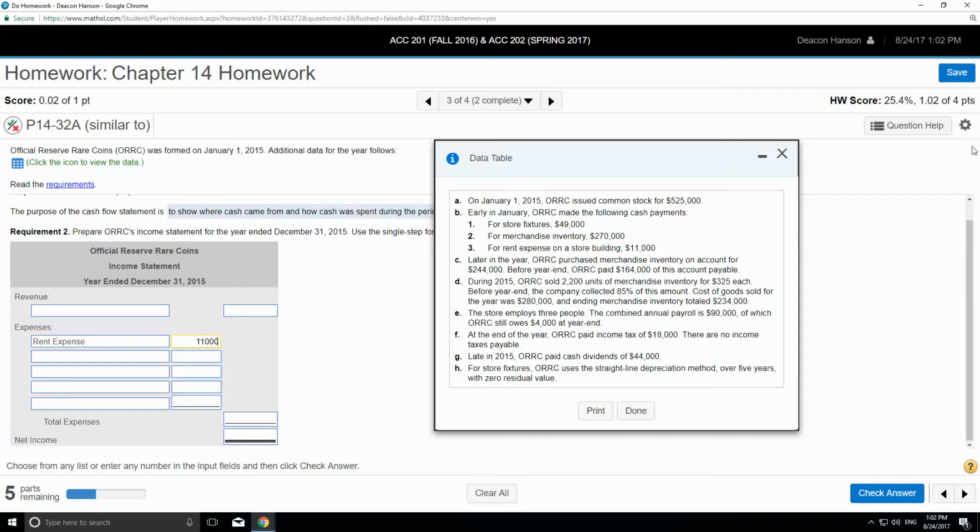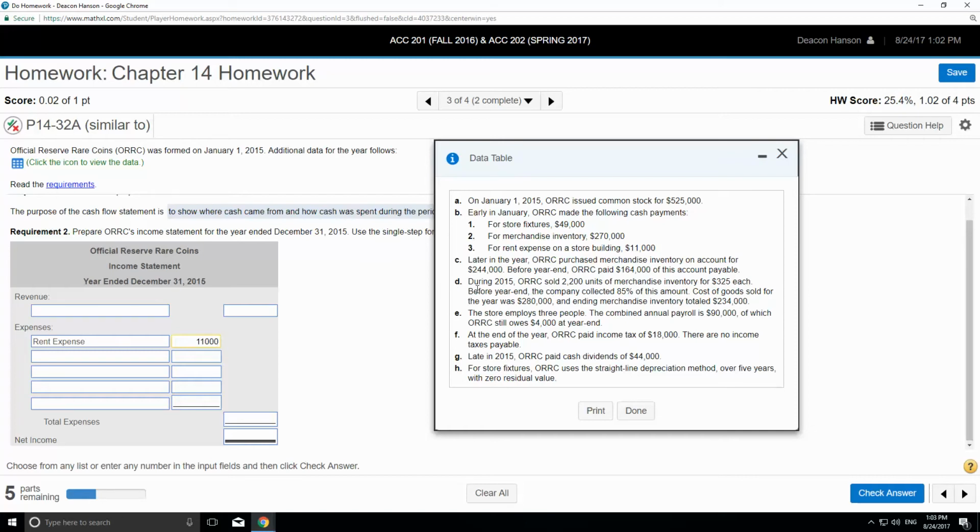Okay. Now it says, later in the year, ORRC purchased merchandise inventory on account for $244,000. Before year end, ORRC paid $164,000. So that's technically a balance sheet transaction. So we're not going to look at that one.